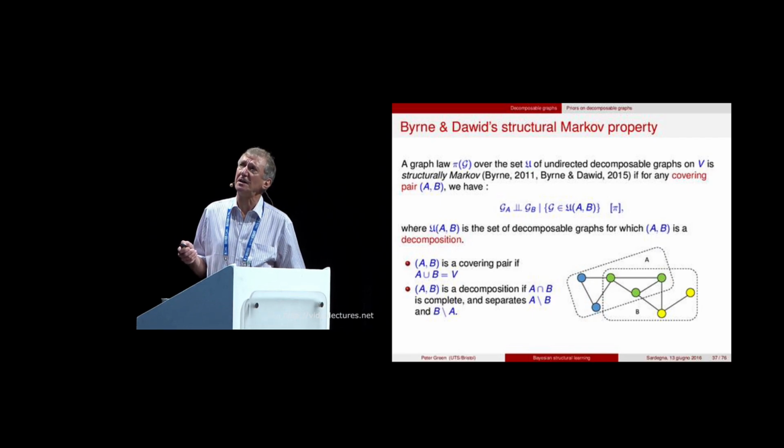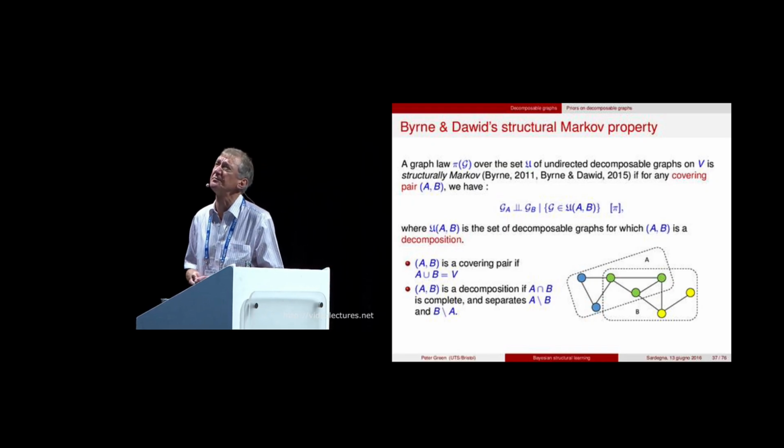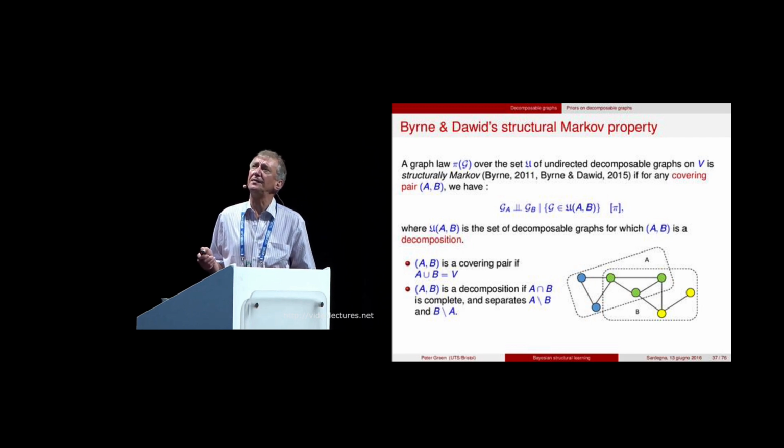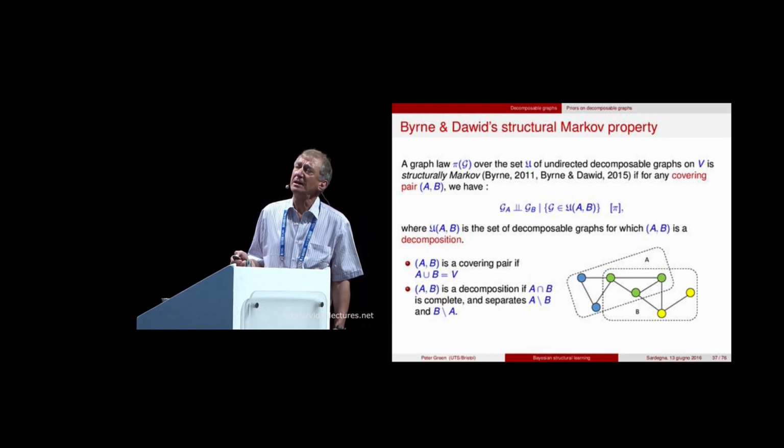G is a graph. G sub A is the graph restricted to the subset of vertices in A, and similarly for B. The graph is an unknown thing, so we're talking about distributions on that graph. If G restricted to A and G restricted to B are conditionally independent given this, then we say this structural Markov property holds. Now, what is this condition here? This funny-shaped U of A and B is the set of decomposable graphs, we know what they are, for which AB is a decomposition. So there are two new ideas here: the idea of a covering pair and the idea of a decomposition.